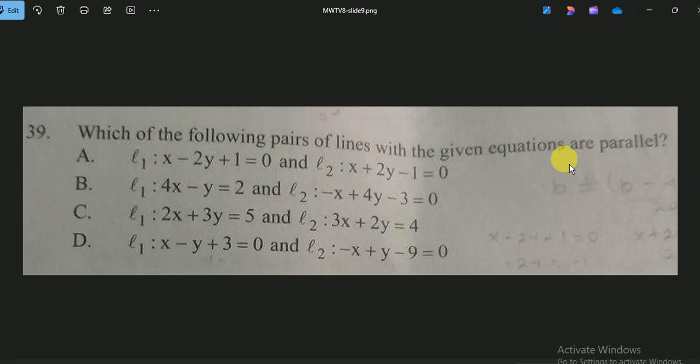Two things must be satisfied to say two lines are parallel. First, they must lie on the same plane. Second, they must not intersect each other even if they are extended.